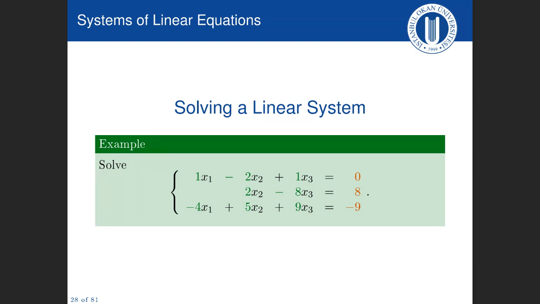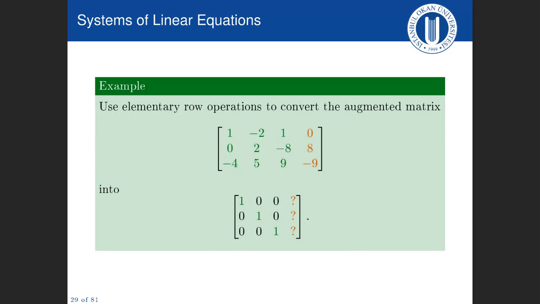And at the same time that I solve this linear system, I'm going to solve another example at the same time. The second example I'm going to be solving at exactly the same time is: use the elementary row operations to convert this augmented matrix into the form 1, 0, 0, and then some number which I don't know yet, 0, 1, 0, and then some number I don't know yet, and then along the bottom, 0, 0, 1, and then some number which I don't know yet.